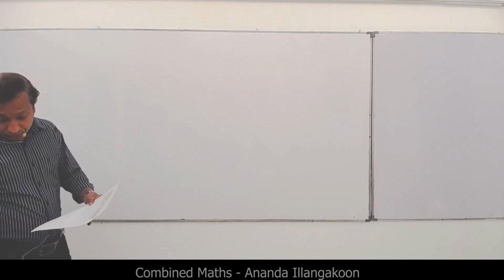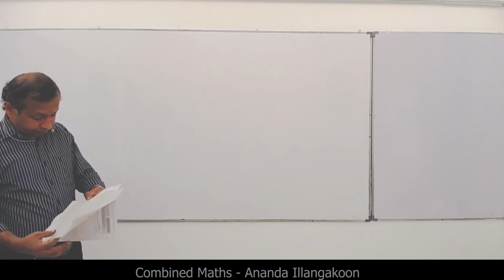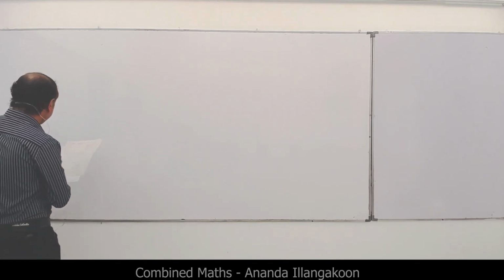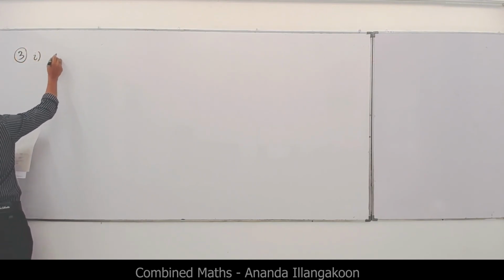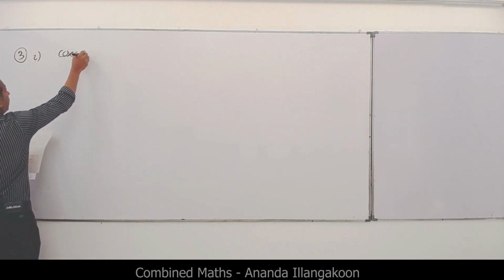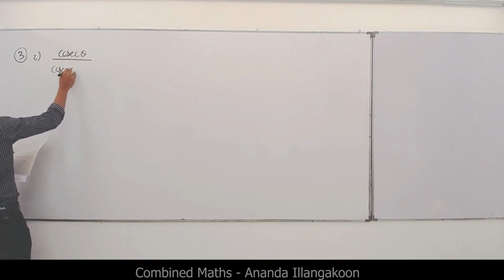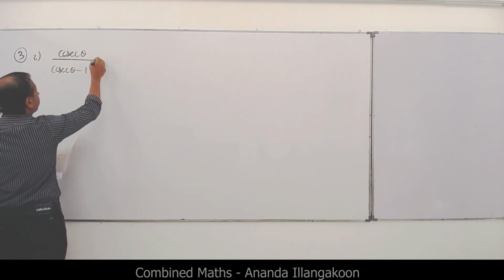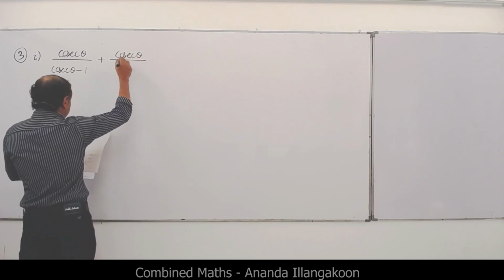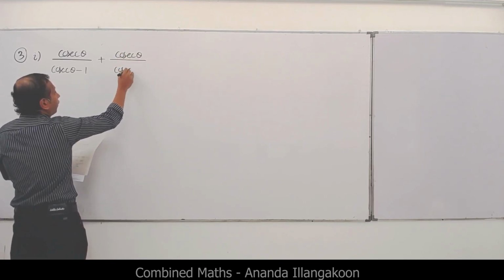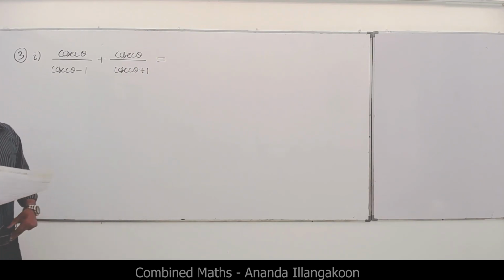Question number 3, part 1. Prove the following identities. Cosec theta divided by cosec theta minus 1, plus cosec theta divided by cosec theta plus 1. Show this is equal to 2 sec squared theta.